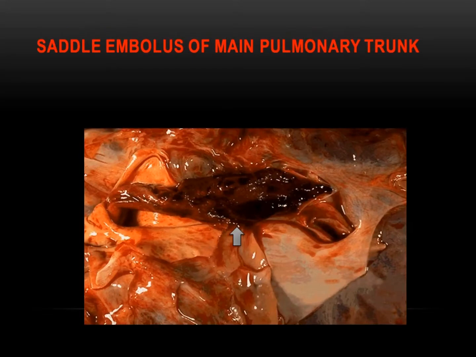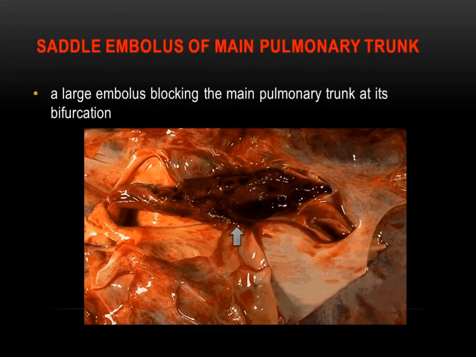Saddle pulmonary embolism is a form of large pulmonary thromboembolism that straddles the main pulmonary arterial trunk at its bifurcation. As you can see in this picture, at the pointer, there is a large embolus blocking the main pulmonary trunk at its bifurcation.